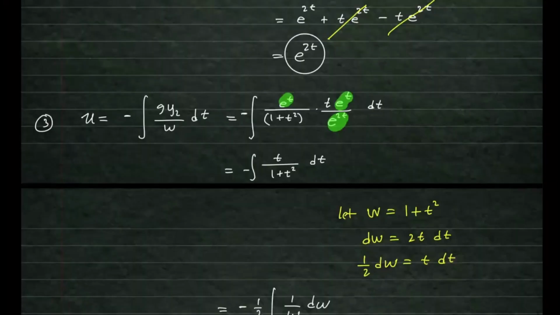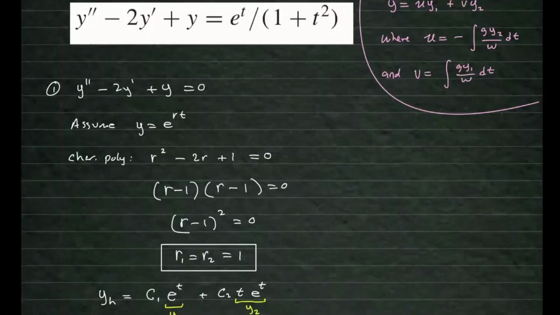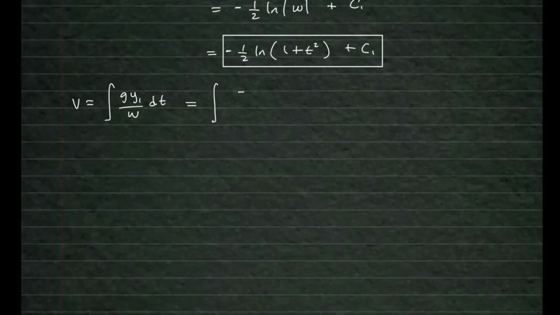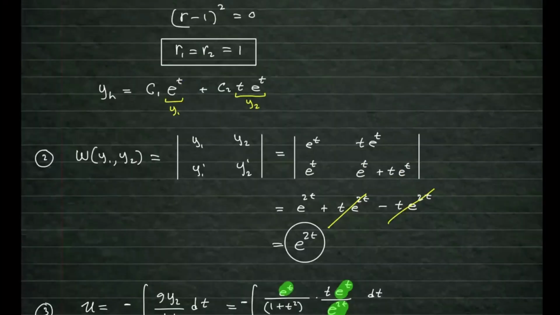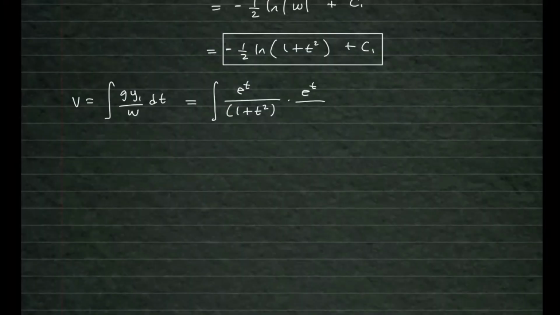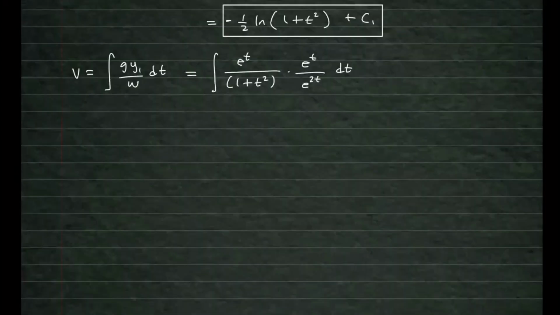We need to compute one more formula, which is v. So let's go ahead and do that. We know v is going to be the integral of g times y1 over the Wronskian dt. So g of t, we know it's e to the t over 1 plus t squared. Y1, let's see what y1 was. Y1 we labeled as this guy right here, e to the t, and the Wronskian is e to the 2t. All right, so we have e to the t, divided by e to the 2t, with respect to t.